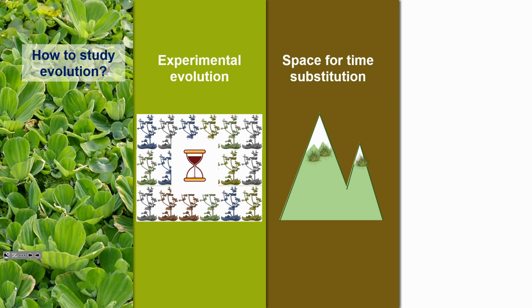Another approach would be the space for time substitution, where you compare the performance of two populations that have evolved in separate habitats, and you see if there are any differences that are potential adaptations to their respective environments. But this approach requires relying on heavy assumptions about the populations' evolutionary history and the common genetic ancestry.